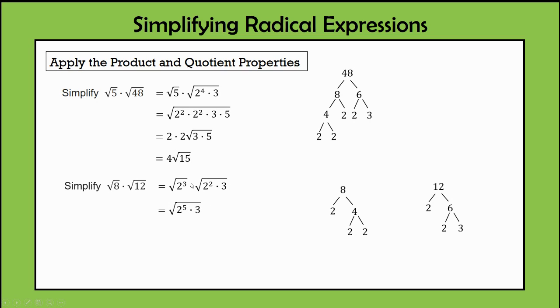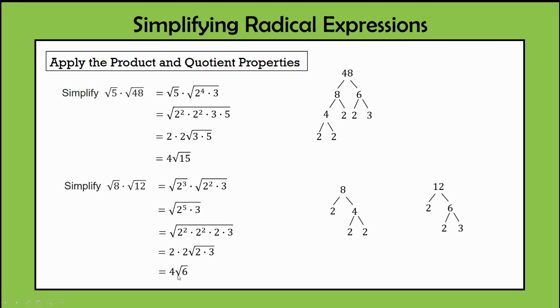And when I take 2 cubed times 2 squared, I add exponents. So this becomes 2 to the 5th times 3. And then because we're dealing with a square root, index number of 2, I'm going to think of 2 to the 5th as 2 squared times 2 squared times 2 times 3. And then the square root cancels those squares, so the 2's come out. That 2 and the 3 stay underneath.